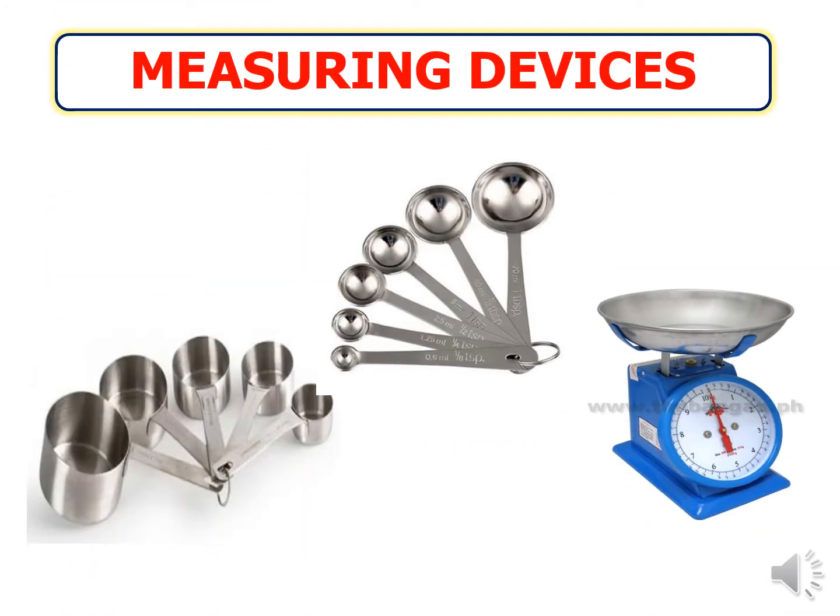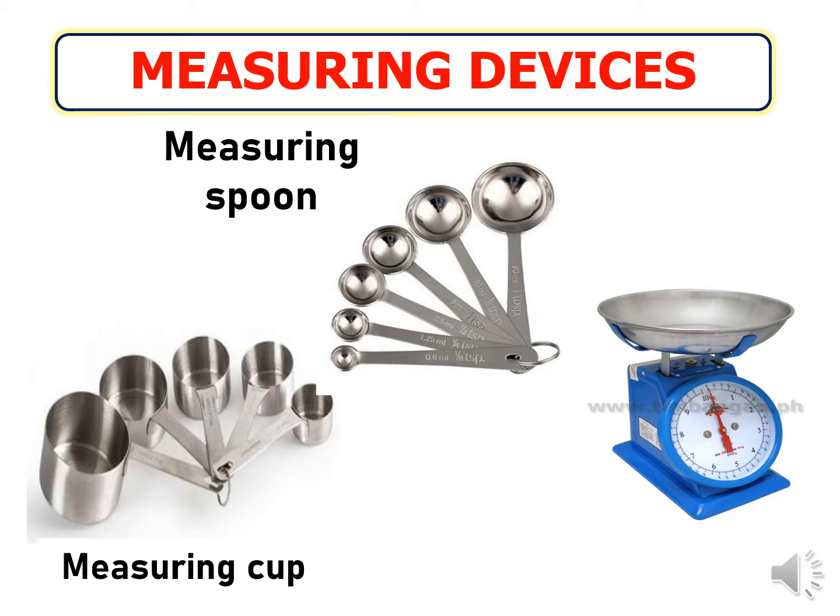Now we also have here some of the measuring devices used in cooking. So first is a measuring spoon that is used for measuring small quantities of ingredients like seasonings and spices. Then a measuring cup that is used to measure dry ingredients like flour and sugar. Then a scale or kitchen scale that is used to measure the weight of ingredients like meat.